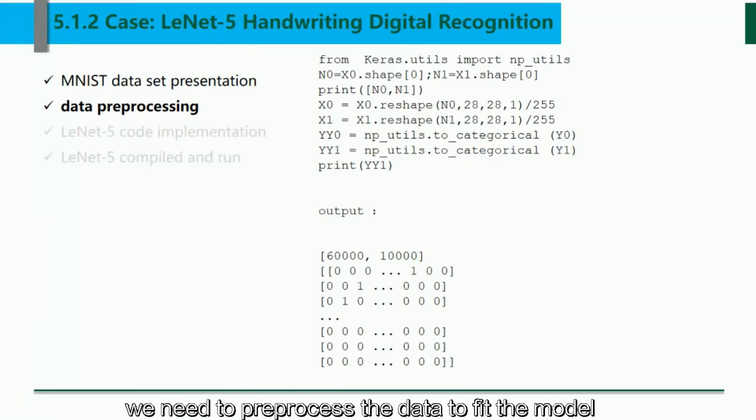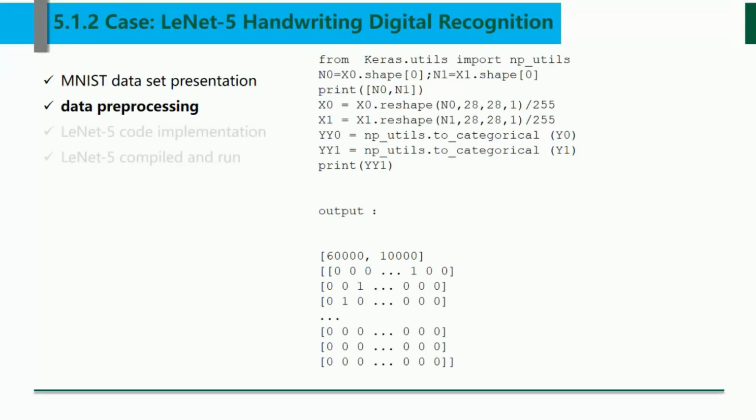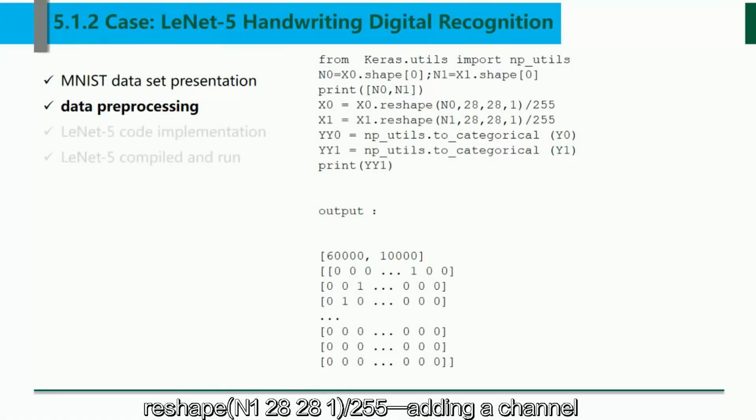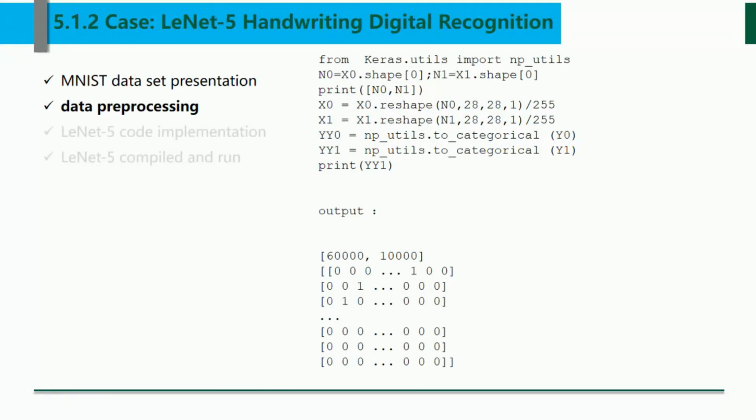Next, we need to pre-process the data to fit the model. The steps are: first, reshape the image tensor, x0 = x0.reshape(-1, 28, 28, 1) / 255, x1 = x1.reshape(-1, 28, 28, 1) / 255, adding a channel dimension, 1 for grayscale, and normalizing pixel values to 0 to 1 by dividing by 255.